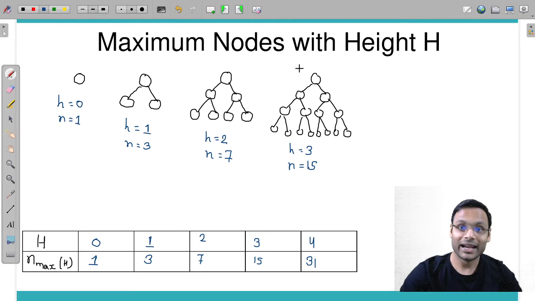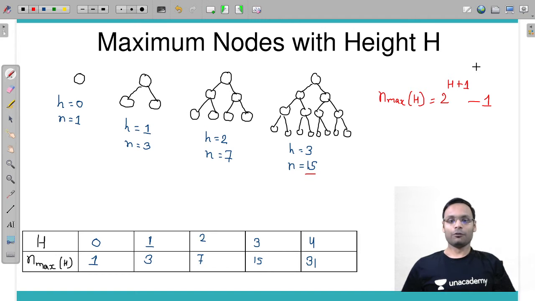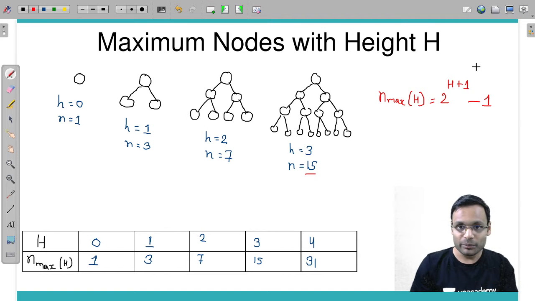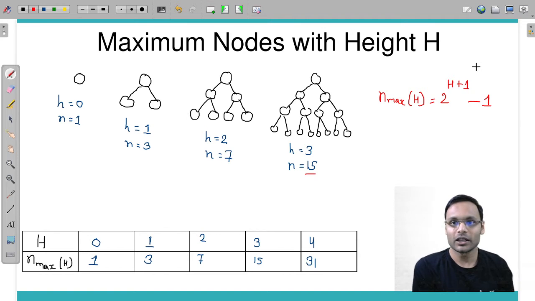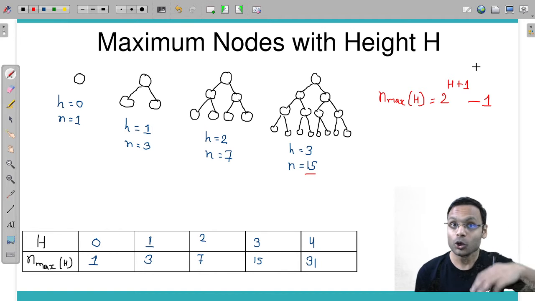And hence we can write a formula. If I want the maximum number of nodes with height h, 15 is 2 power 4 minus 1. From 3, you need to make it that way, 3 plus 1. So it is 2 power h plus 1, minus 1. That will be the formula. And this kind of formula, please, you don't have to remember instantly. You can understand the concept and you can get the formula instantly. So it's like a Maggi instant making option for you in the exams. You don't have to remember it as it is.